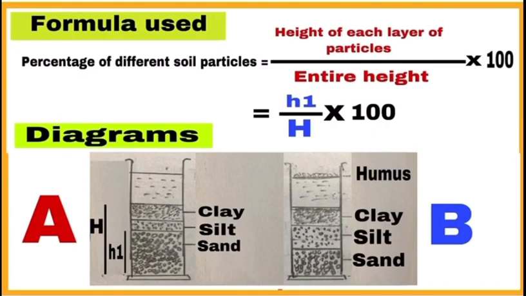Formula used to calculate the percentage of different soil particles. It is equal to the height of each layer of particle divided by the entire height multiplied by 100, or you can write H1 or H2 or H3 divided by capital H multiplied by 100. See the diagrams. Draw these two diagrams in your practical notebook. Diagram A is for roadside soil and diagram B is for garden soil.